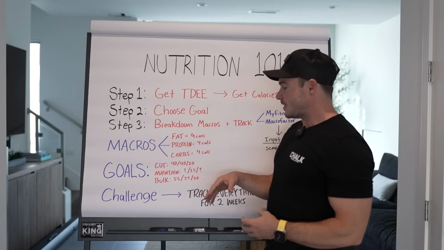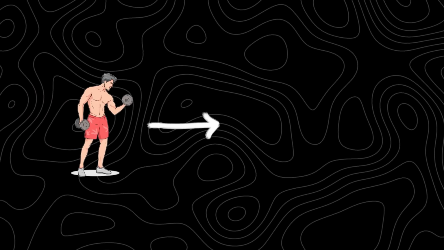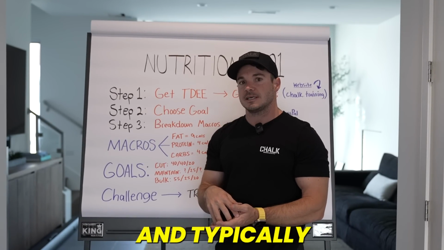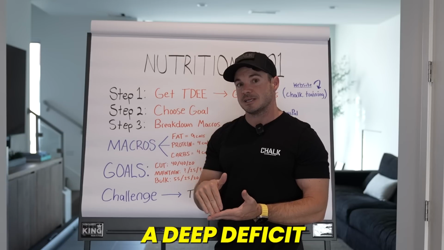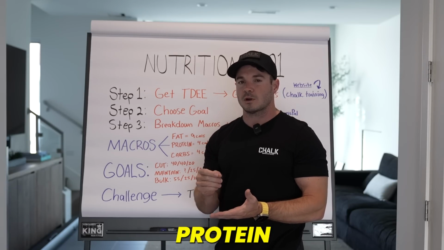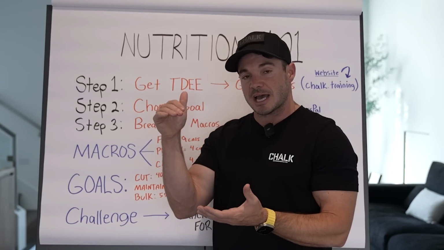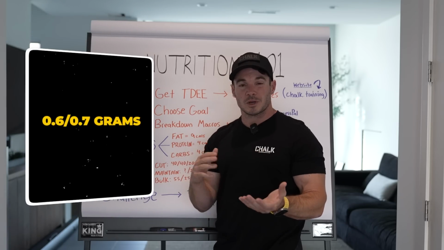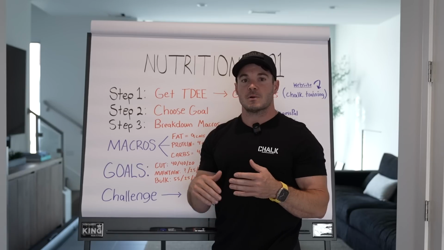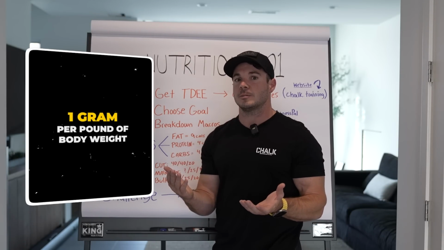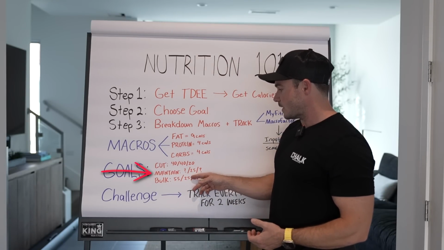And then some of you might be thinking, well, am I gonna lose muscle if I'm not eating enough protein? And it's like, well, you're not in a calorie deficit. Typically you would lose muscle mass if you're in a deep deficit and you're eating very low protein. Because you're not in a calorie deficit, you can actually have less protein. So 0.6, 0.7 grams per pound of body weight. And then when we're maintaining and when we're cutting, we definitely want to have about 1 gram per pound of body weight, which is typically gonna be around that 25% mark.